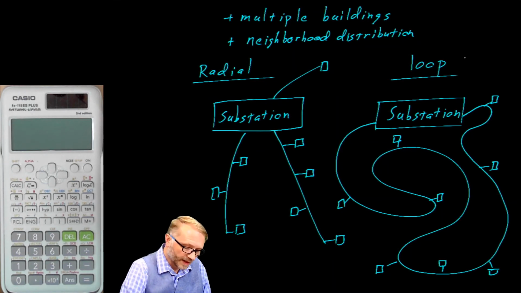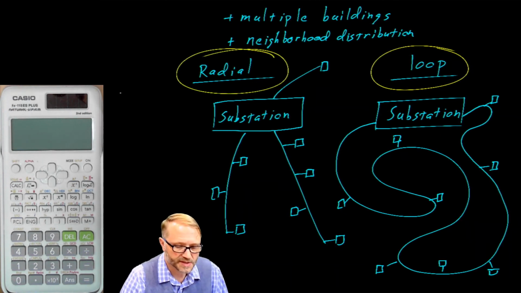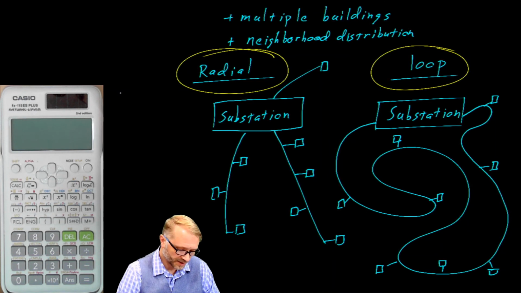Anywho, that was a brief introduction to the loop and to the radial distribution systems. There's, of course, much more to it, but that's all we have time for today. When you come back, we are going to start our exploration of DC machines.